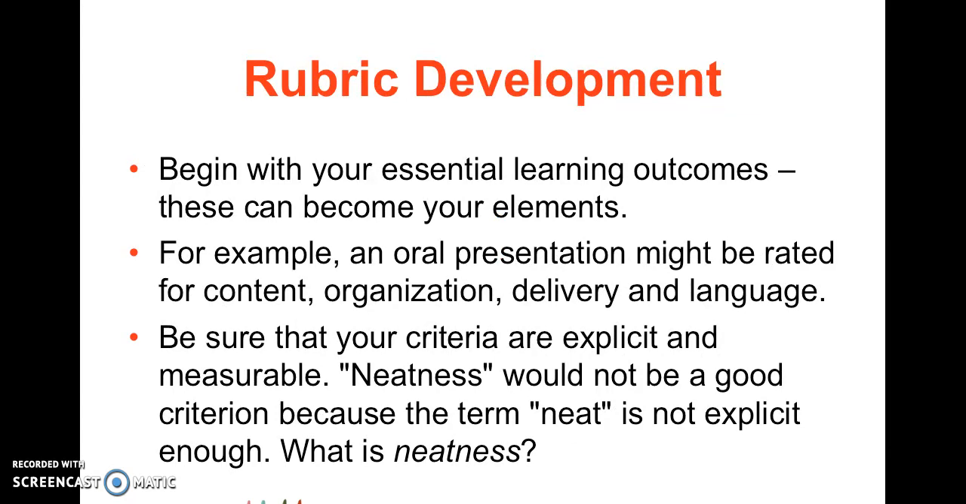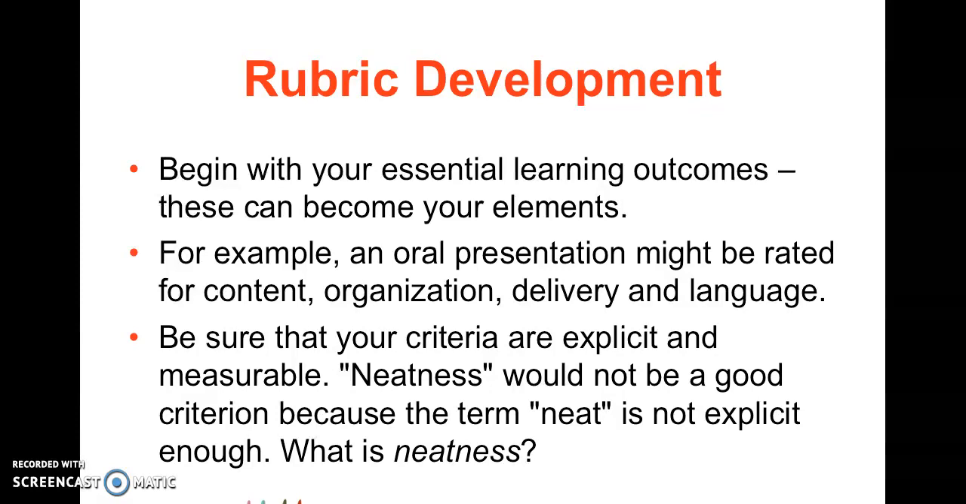Now, when you develop rubrics, I'm sure we've all done these in the past. When creating rubrics, it's important that your rubric assesses not only what you're teaching, but also what the standards are that you're looking at or what your learning targets are. And so you want to think about what those essential questions are on a whole, and then how does that learning target of that specific unit or whatever you're assessing break down? So, for example, an oral presentation might be rated for content, organization, delivery, and language.